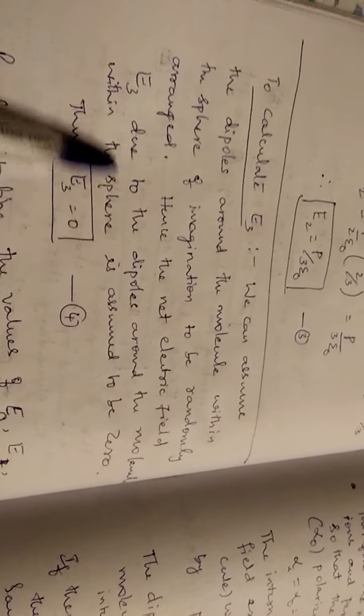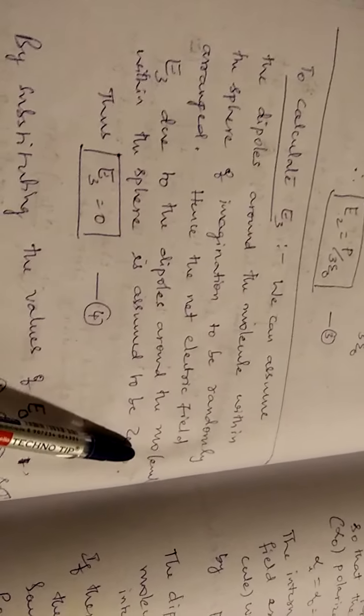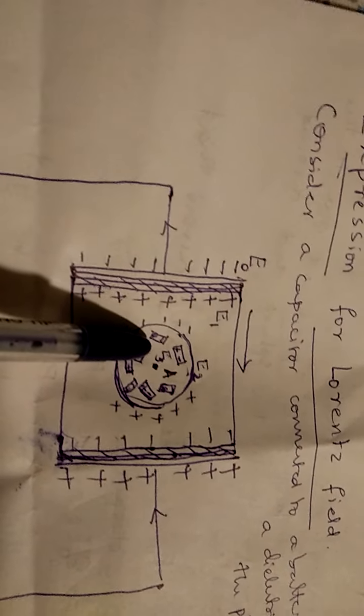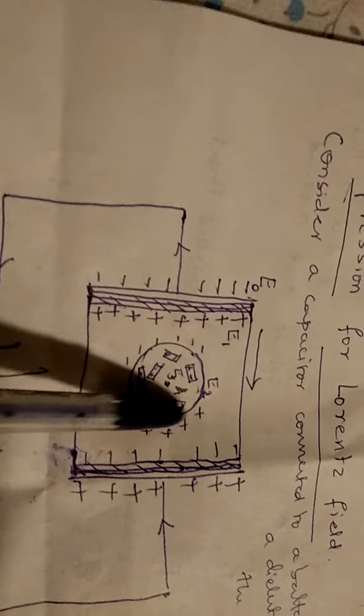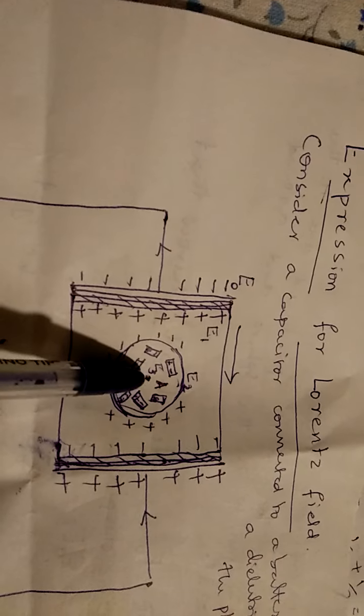Hence the net electric field E3 due to the dipoles around the molecule within the sphere. We can assume all these dipoles are randomly arranged, so the net electric field E3 around this molecule within the sphere is assumed to be 0. So E3 we can consider as 0.